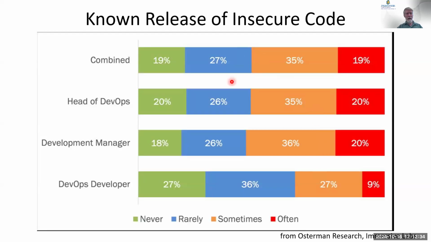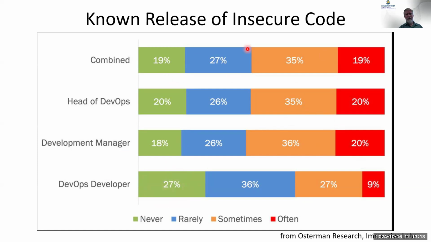I've got a statistic about companies releasing insecure code. We asked development managers, heads of development operations, and developers: do you think you release software that has insecure code? Well, the developers thought maybe 9% of the time they did. Yes, it's still got that vulnerability, but there's always pressure to get the software out on a deadline, so they're going to release it.